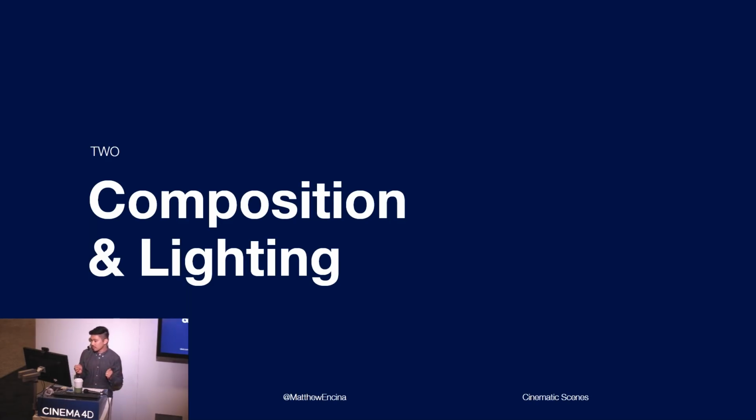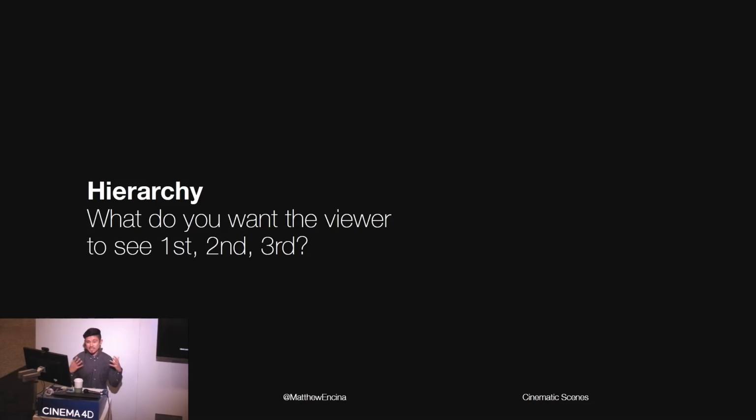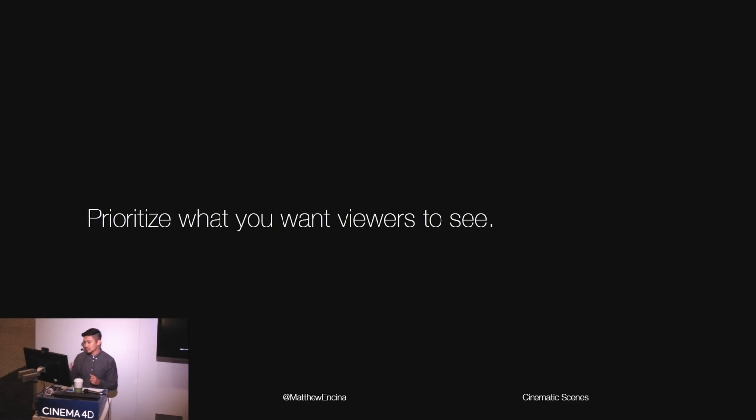I want to get into some composition and lighting techniques so that you guys can see this. And I'm going to break it down very, very simply in a couple of exercises so you guys can follow. So the first most important thing is hierarchy. What do you want the viewer to see first, second, and third? And you got to prioritize what you want the viewers to see, and you can control this.